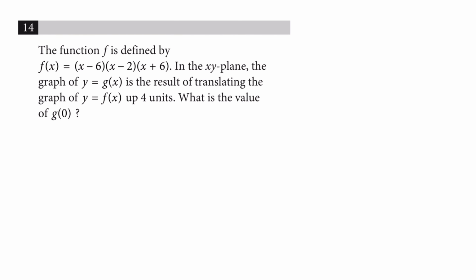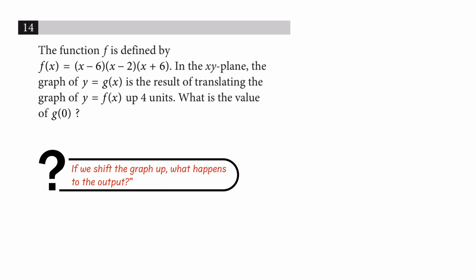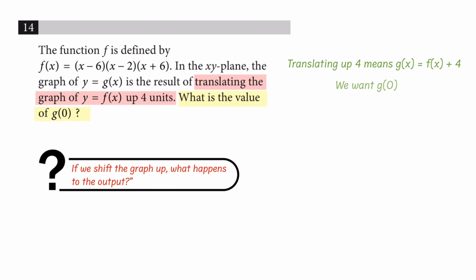Function translation. If we shift the graph up, what happens to the output? Translating up 4 means g of x equals f of x plus 4. We want g of 0. First, find f of 0. 0 minus 6 times 0 minus 2 times 0 plus 6. That's negative 6 times negative 2 times 6, which equals 72.